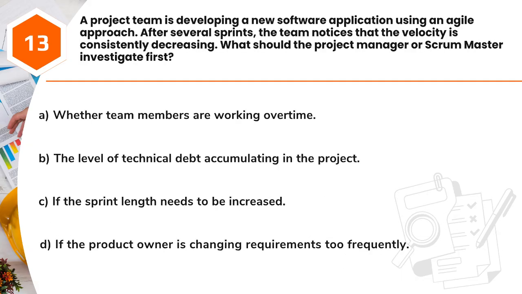Question 13. A project team is developing a new software application using an agile approach. After several sprints, the team notices that the velocity is consistently decreasing. What should the project manager or Scrum Master investigate first? A. Whether team members are working overtime. B. The level of technical debt accumulating in the project. C. If the sprint length needs to be increased. D. If the product owner is changing requirements too frequently.